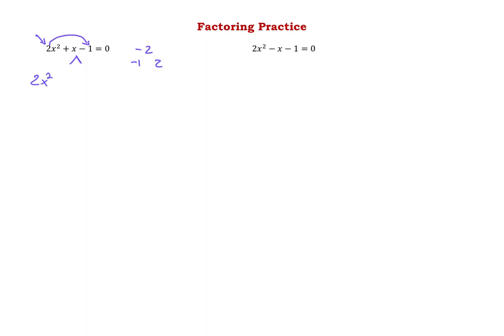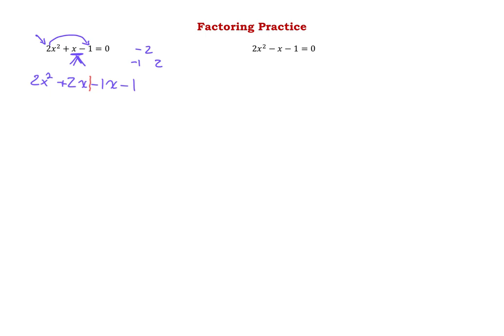Order does not matter. So I can do plus 2x minus 1x minus 1. So the only thing that changed is in place of that x, I split that middle. Now we're going to do something that's called factor by grouping. So I group the first two terms together and the last two terms.